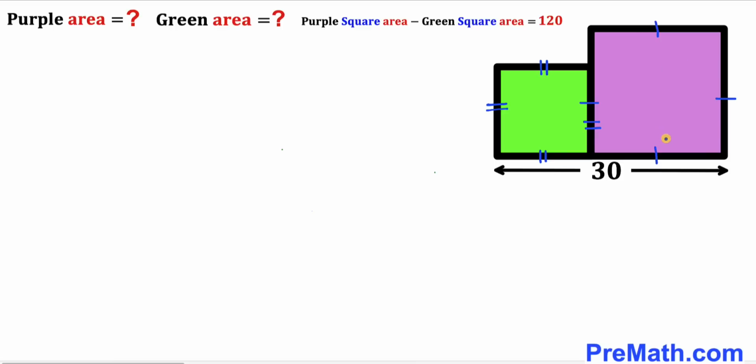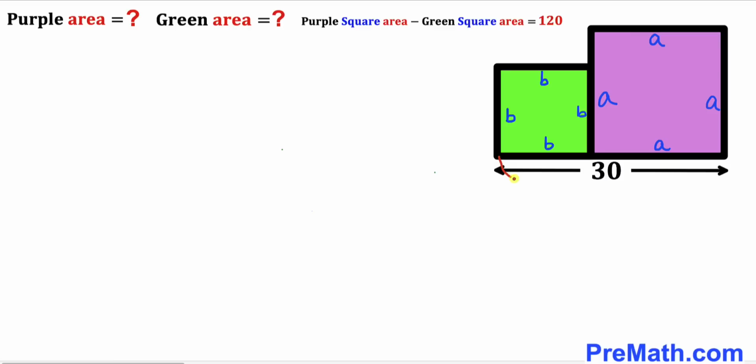I'm going to label the side of the purple square as lowercase a, so this side is lowercase a, and lowercase a across the board. Likewise, I'm going to label the side length of this green square as lowercase b, and lowercase b across the board. Now let's make an observation.